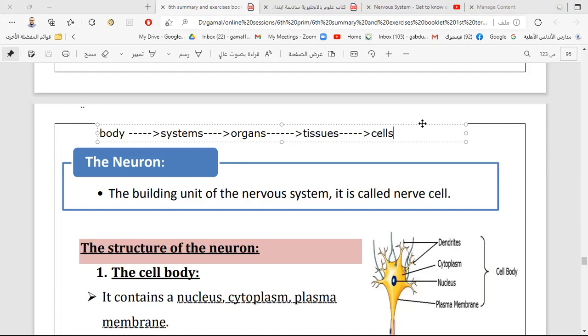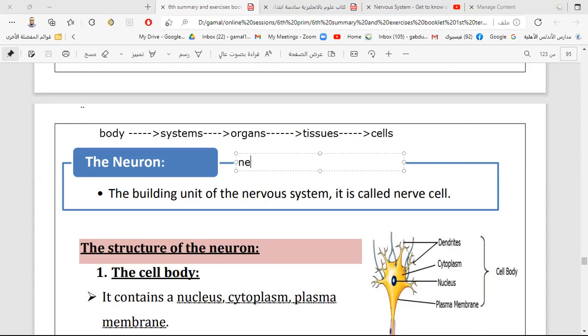Okay, Shabab. The neuron is the cell which builds the nervous system. So every system is made of cells, and the cells of the nervous system are called neurons. It's called what? Neuron. The nerve cell.